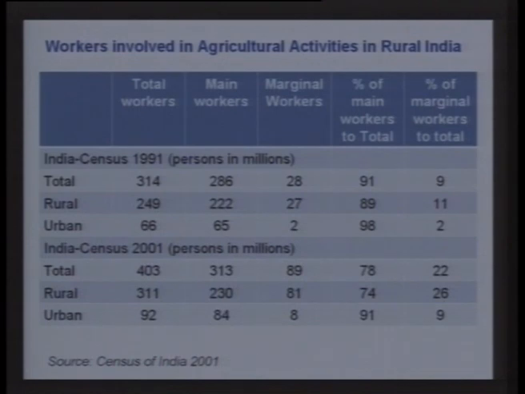That means there is a shift from the main worker to marginal worker, and as we know, the marginal workers are the ones who are prone to exploitation. They get employed for a lesser number of days in a year, and they also get lower wages than the main workers. So this is quite a concerning situation. This shift is a concerning situation, and steps need to be taken to see that there is improvement in the condition of the workers.